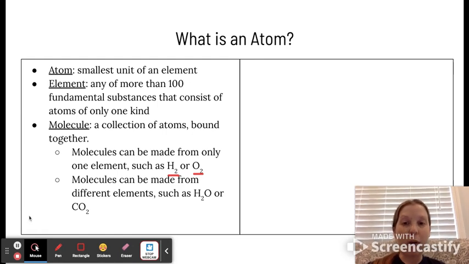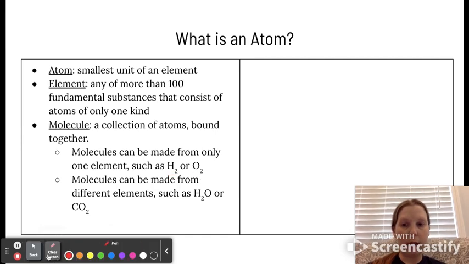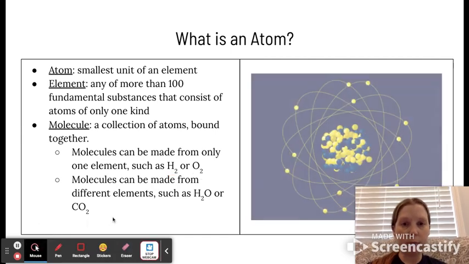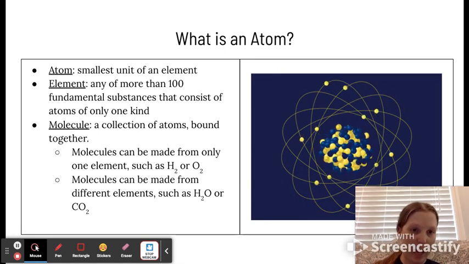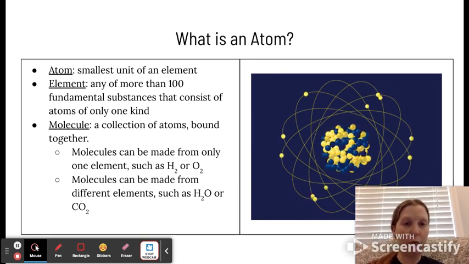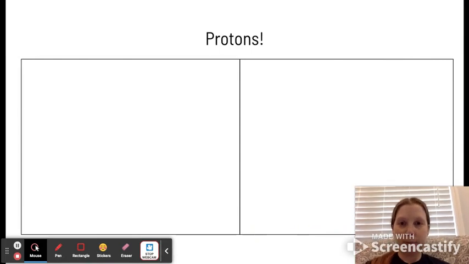Or they can be made up of different atoms, like water, H2O, CO2, things like that. So this is just one of the models of the atom that we've had over history.